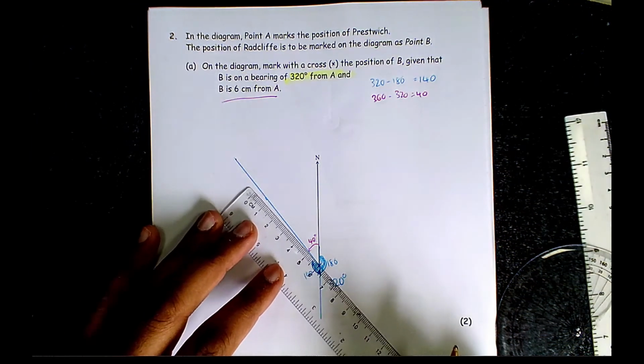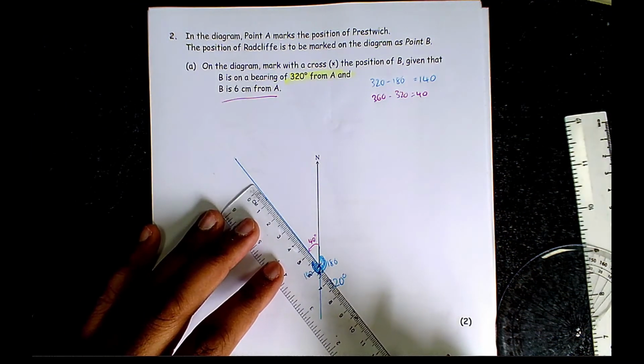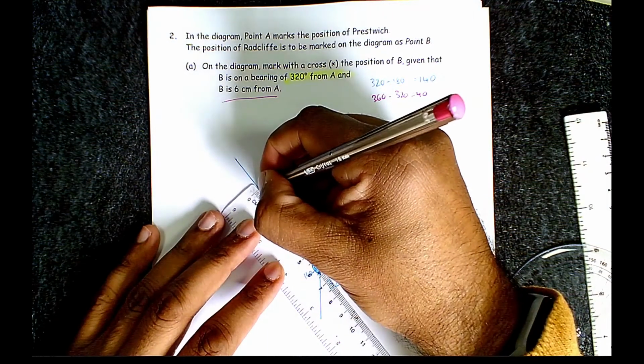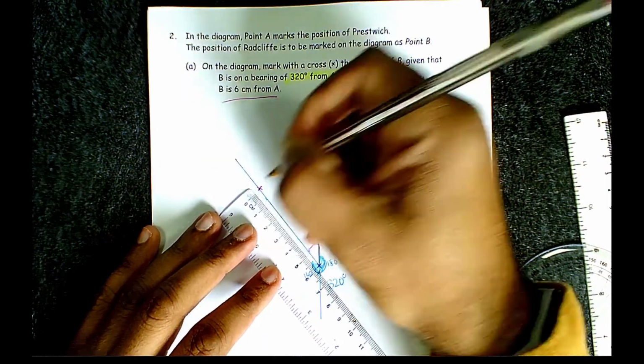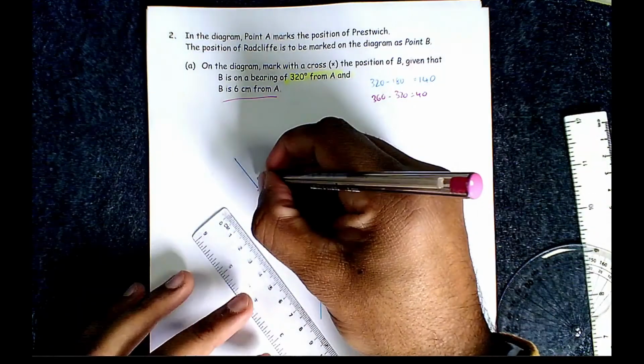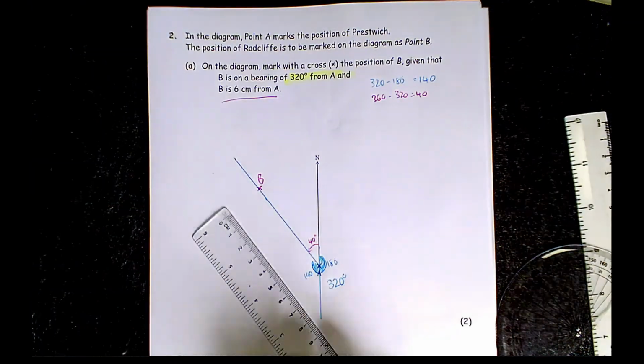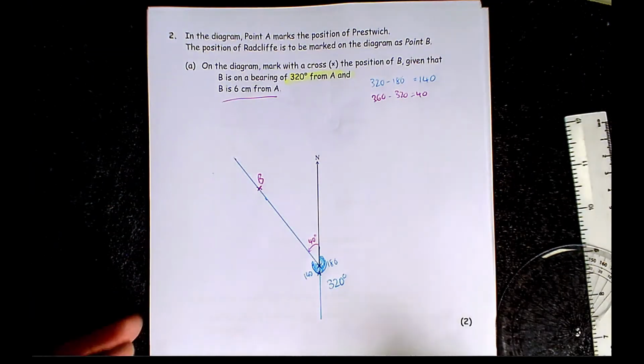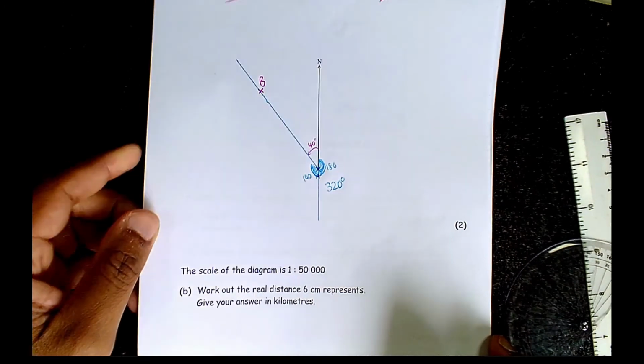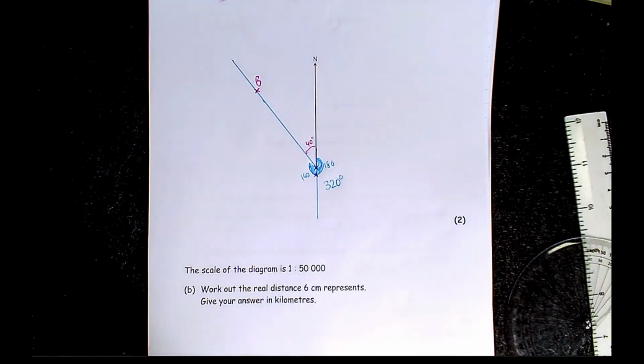So again, I'm going to measure 6 centimeters using my ruler, and put a little dash where the line is, and I'm going to mark a little cross as requested and label that B. And there is my final answer. Now the second part of this question says that the scale of the diagram is 1 to 50,000. Work out the real distance 6 centimeters represents. Give your answer in kilometers.